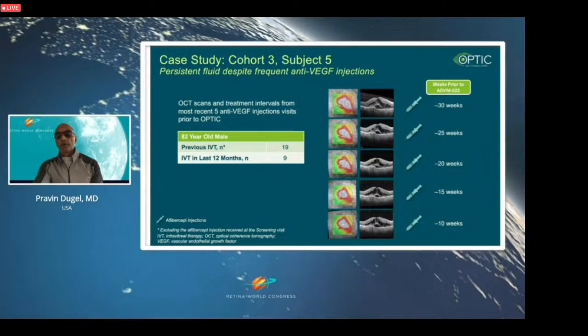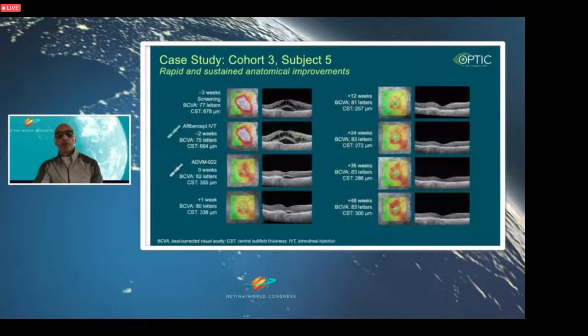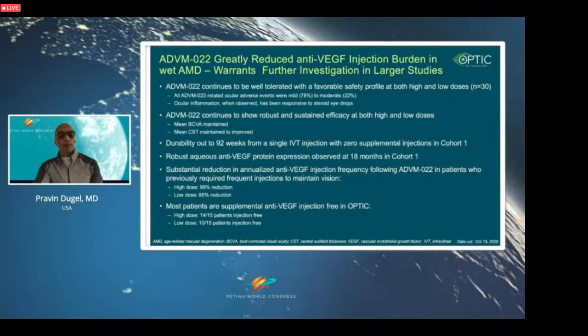Here's an example of a patient that had a significant amount of fluid. Obviously, I'm going to show you a good example, so I want to be clear on that. Who had a lot of aflibercept injections, still had a lot of fluid, and following a single injection of this gene therapy intravitreal, I again emphasize, a remarkable improvement. Again, this is probably the best patient in the study itself. So this is clearly encouraging. There are other studies that are going on, and this is going to continue to be further developed, but we do have to look at the inflammation part of this.